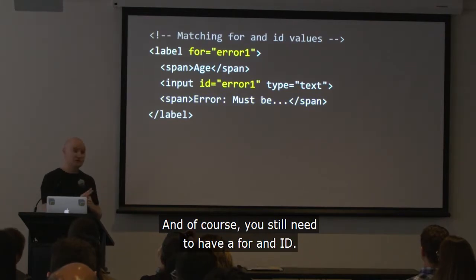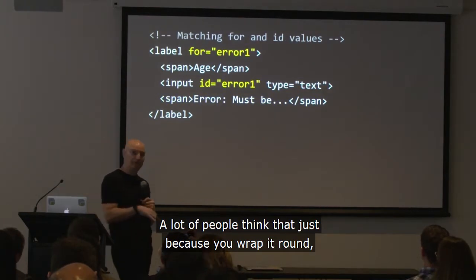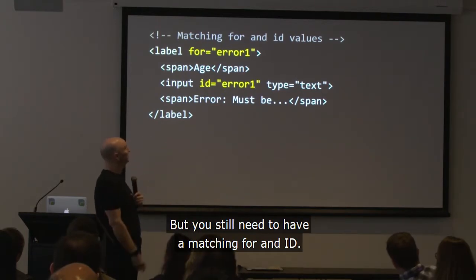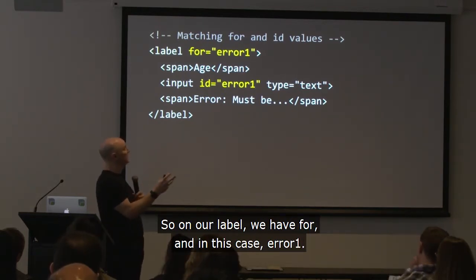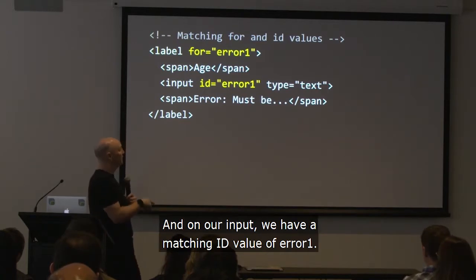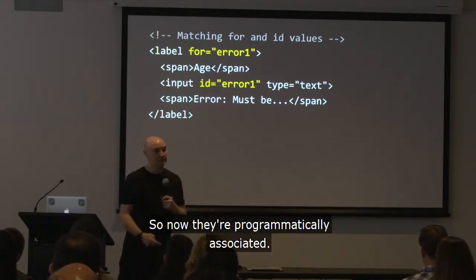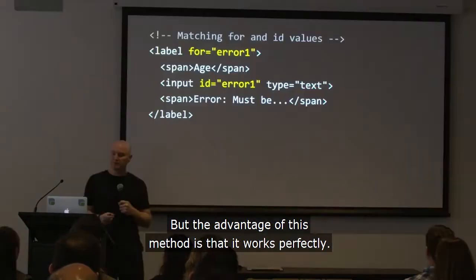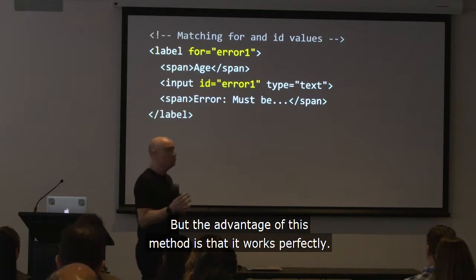And of course, you still need to have a for ID. A lot of people think that just because you wrap it round, it'll still work, but you still need to have a matching for ID. So on our label, we have for, and in this case, error1. And on our input, we have a matching ID value of error1. So now they're programmatically associated.